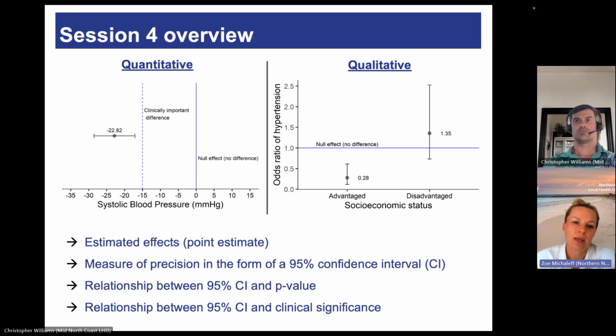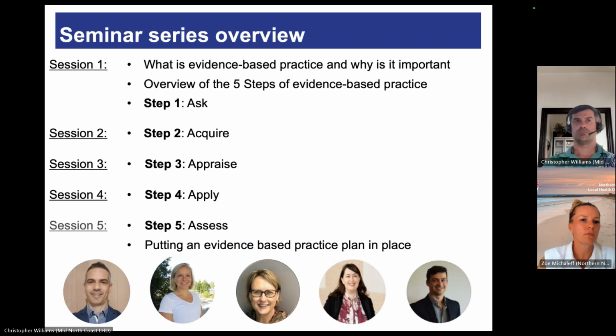This same logic can be applied to clinical significance in terms of, again, if it crosses that line of no difference, there's no difference between the treatment groups, but if it's further away from that point of no difference, then it'd be clinically important.